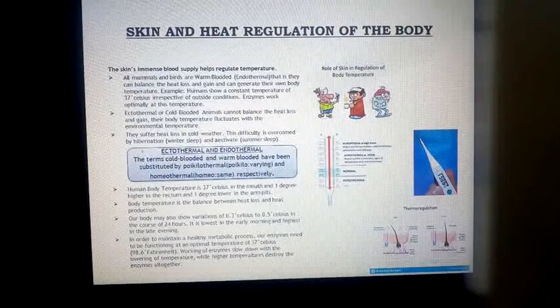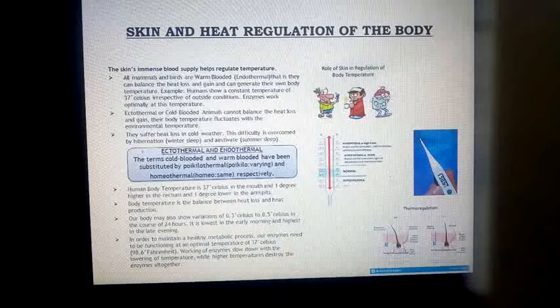Now skin and the heat regulation. The skin's immense blood supply helps in regulating temperature. All mammals and birds are warm-blooded, that is endothermal, and they can balance the heat loss and gain and can generate their own body temperature. Example, humans show a constant temperature of 37 degrees Celsius irrespective of outside conditions. Enzymes work optimally at this temperature. Ectothermal or cold-blooded animals cannot balance the heat loss and gain.